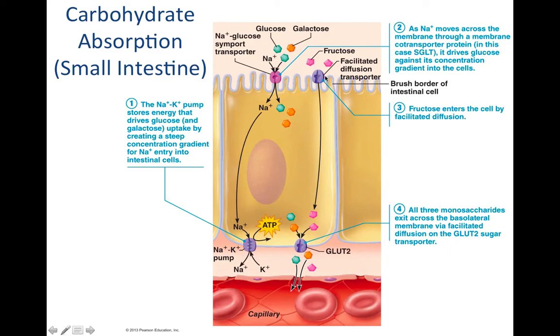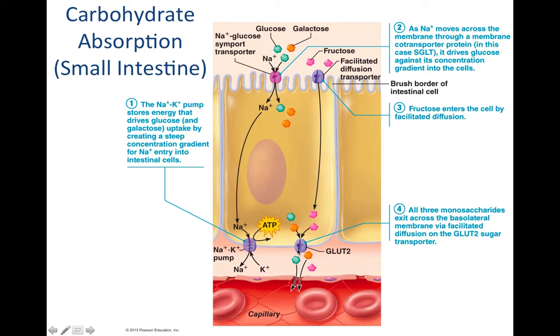Now diffusion does not require energy, but facilitated diffusion means even though no energy is required, you still need a transporter. Fructose does not have the ability to diffuse across the membrane by itself. It has to use a carrier. And so you see this transporter right here, but because it's diffusion, there's no energy required. So fructose just diffuses. It's a little bit different than glucose and galactose. It diffuses through this transporter.